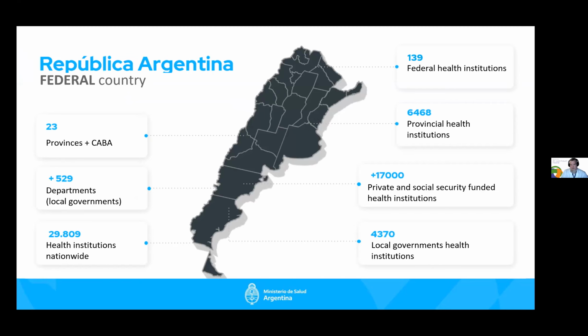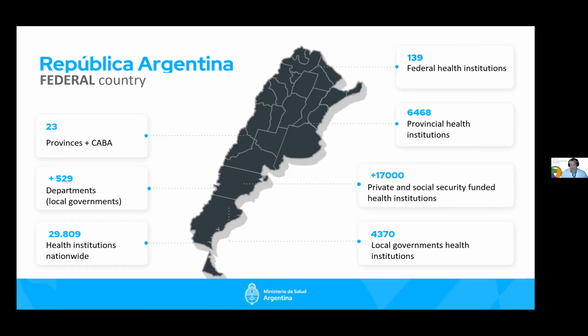Okay, República Argentina, this is the name of the country. We are in South America, in the south of the planet, next to Chile and Uruguay, just for geographical reference. We are a federal country, which means that we have 23 states, which we call provinces, and an autonomous city called CABA, Ciudad Autónoma de Buenos Aires, the federal district of Argentina. We have more than 529 departments and local governments inside the provinces, and almost 30,000 health institutions nationwide.